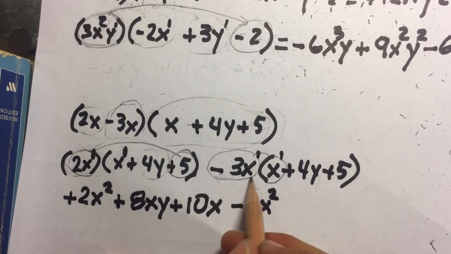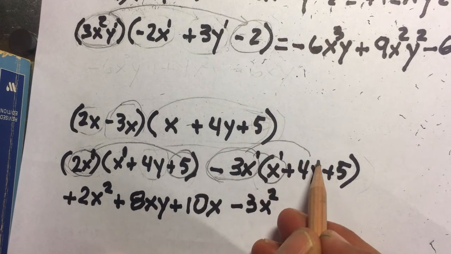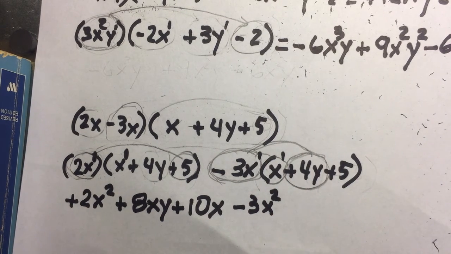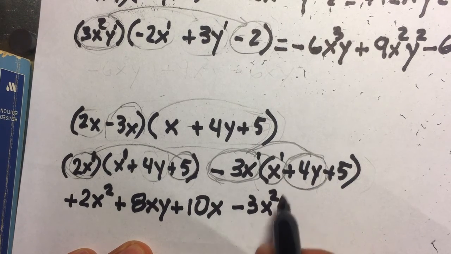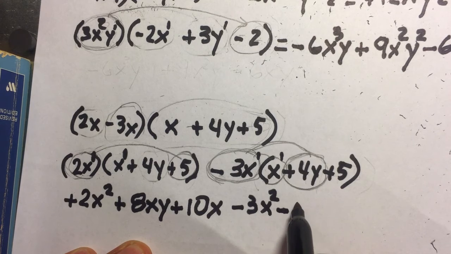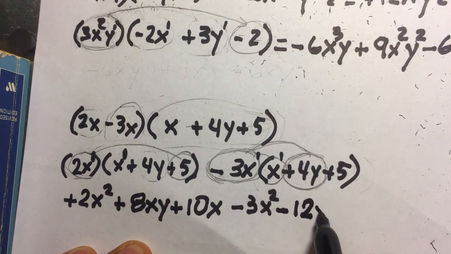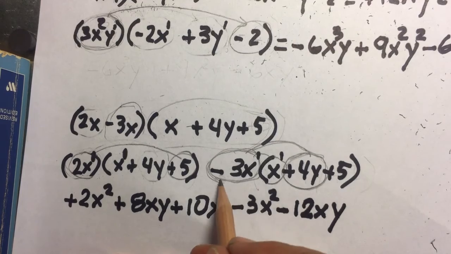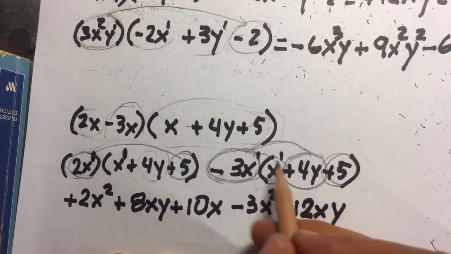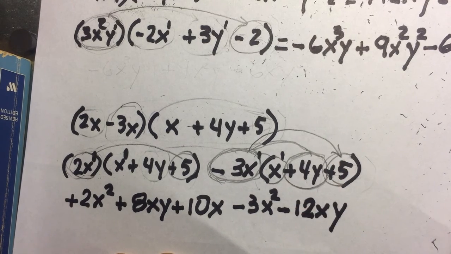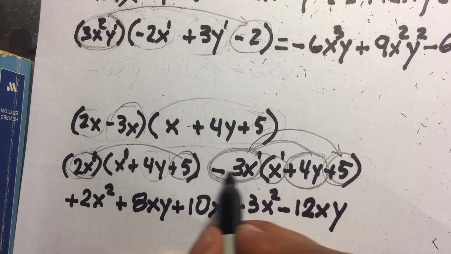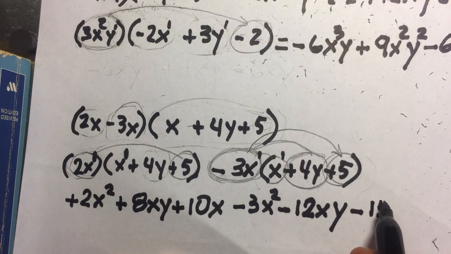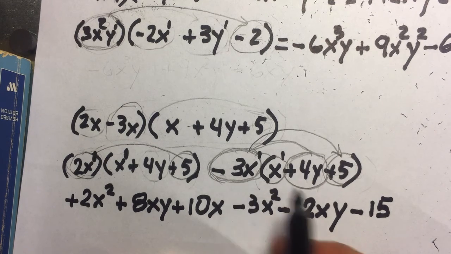We proceed now to multiply minus 3x times plus 4y. We multiply signs first. Minus times plus is minus. 3 times 4 is 12. X comes here, and Y, we write it down. Now we proceed to multiply minus 3x times plus 5. So that would be the last multiplication. Signs first. Minus times plus is minus. 3 times 5, 15. And the only variable or letter is X.